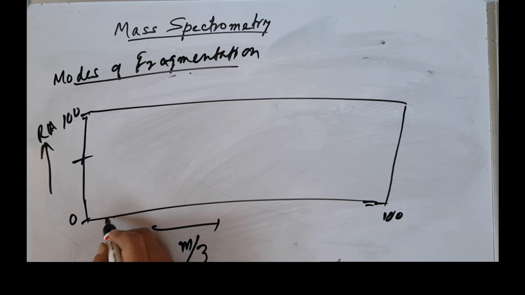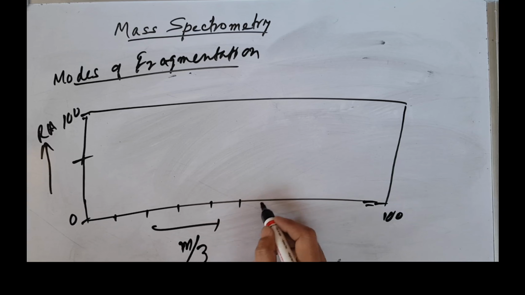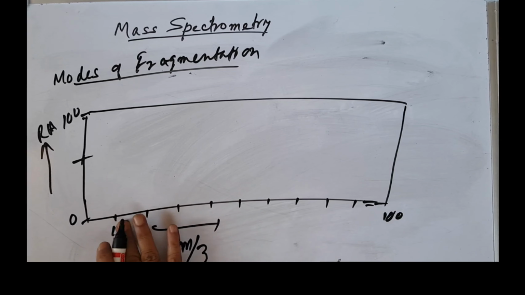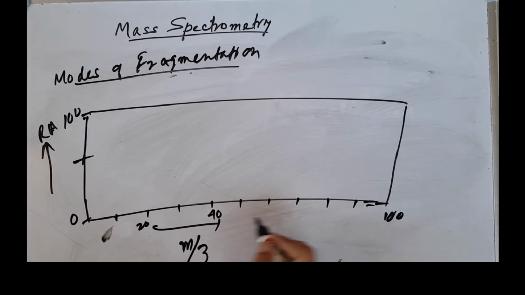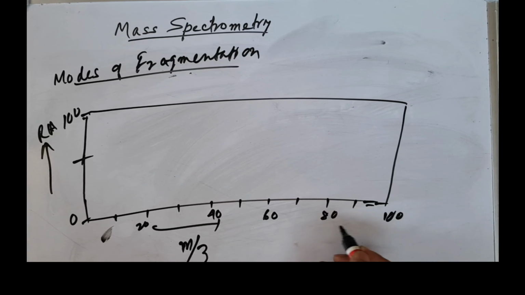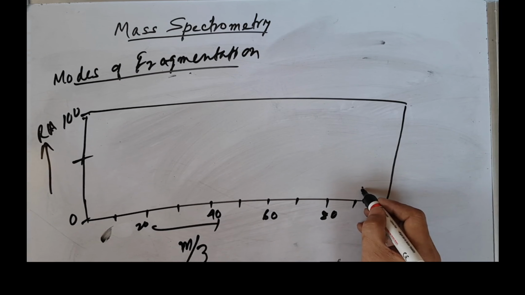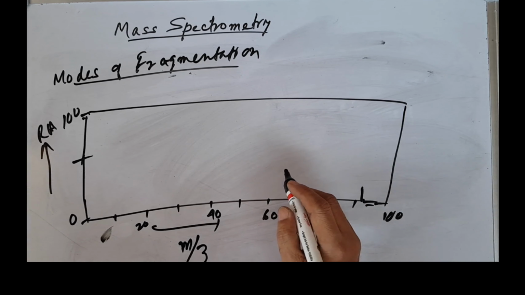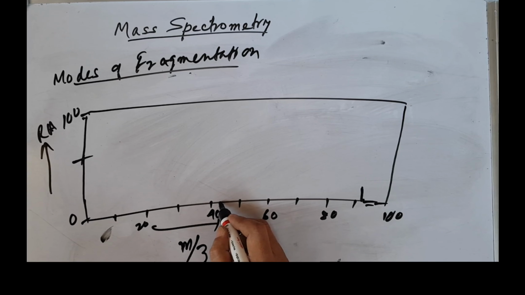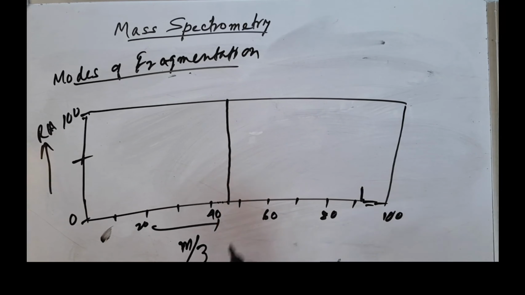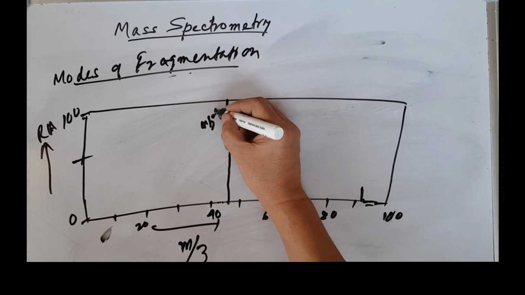So here 10, 20, 30, 40, 50, 60, 70, 80, 90, 100. Then you can say 20, 40, 60, 80, 100. 86 is the molecular peak, which is very small. But in the case of 2-methyl pentane, this is 43. 43 is the base peak for 2-methyl pentane. So m/z 43.